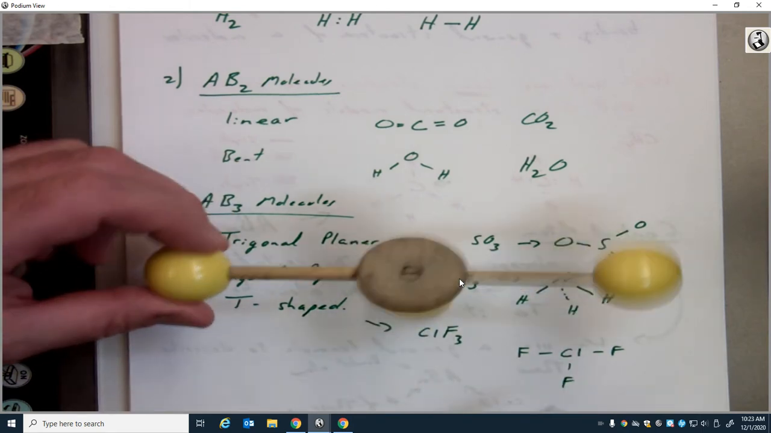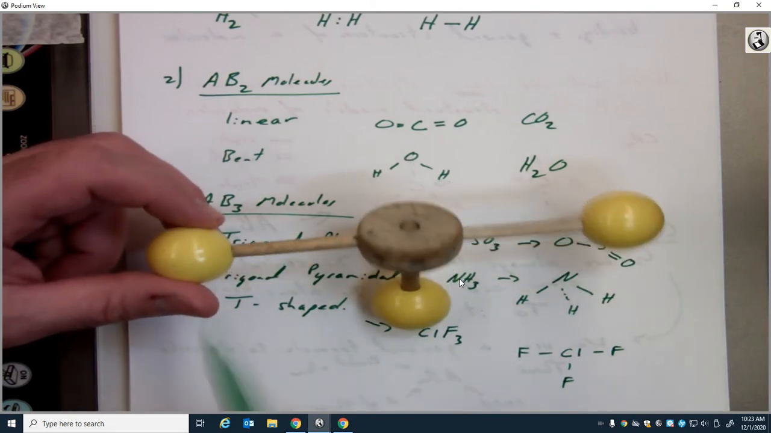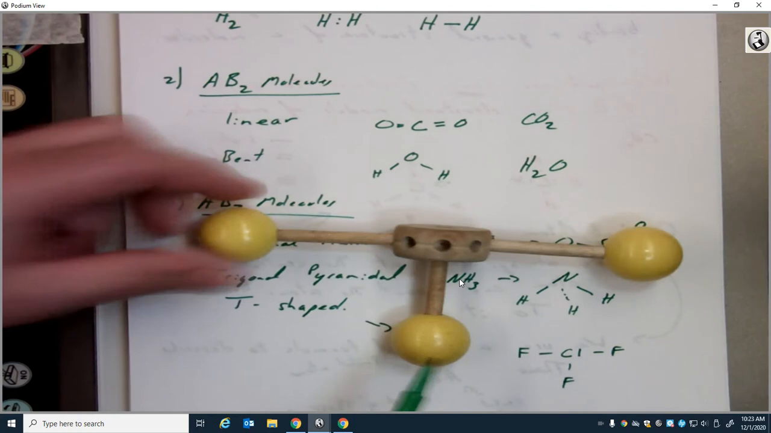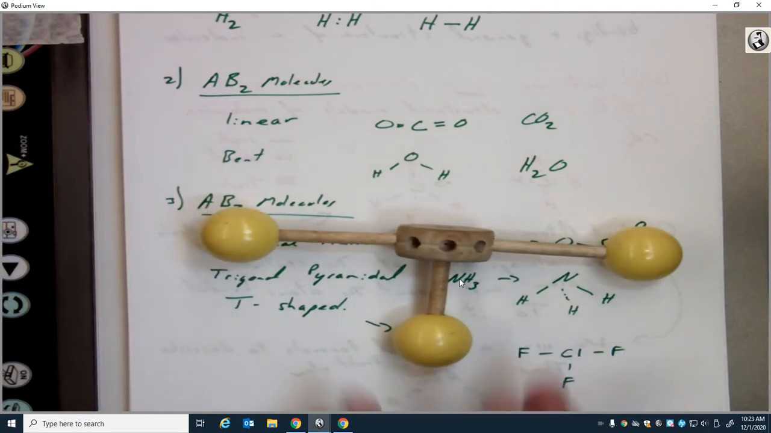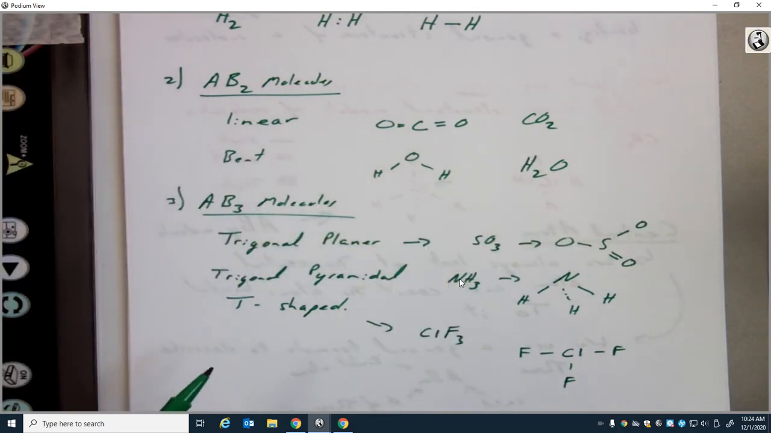Right? And notice that the T-shape is, again, all in the same plane. And there's a reason for that. And we'll talk more about that later. Right? But these are all in the same plane. And this is called T-shaped. So these are our AB3 molecules.